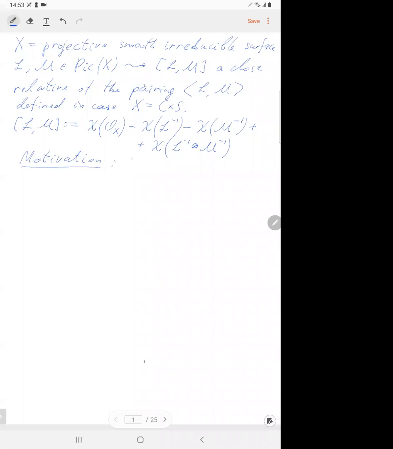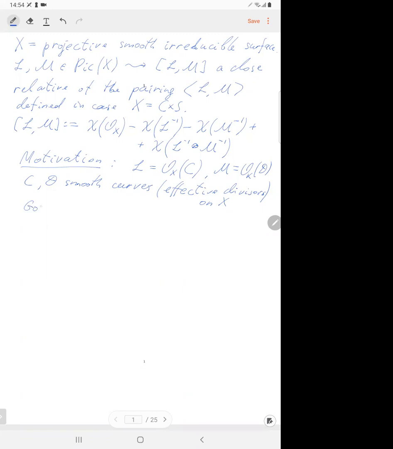So we will consider L equals OX of C for some smooth curve, and M equals OX of D. So here C and D are smooth curves, that is, effective divisors on X. Okay, and now we are going to count the intersection points of those two.